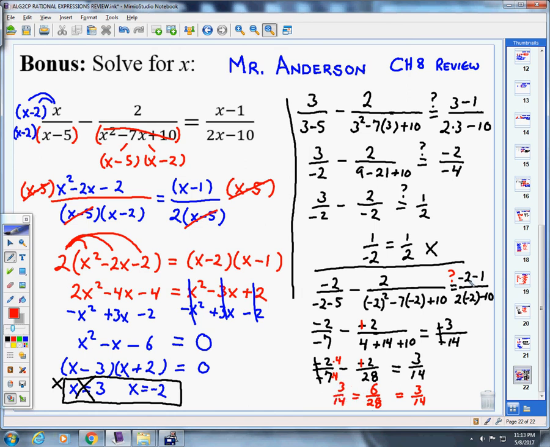All right, let's double check this side, make sure this works out. Negative 2 minus 1 is negative 3. 2 times a negative 2 makes negative 4 minus another 10, that's negative 14. I canceled out the negatives, that's good. 3 over 14. 3 over 14. All right, so this one does check out. So x equals negative 2 checks out. x equals 3 does not check out. So there is our solution right there. All right, hope this video was helpful.